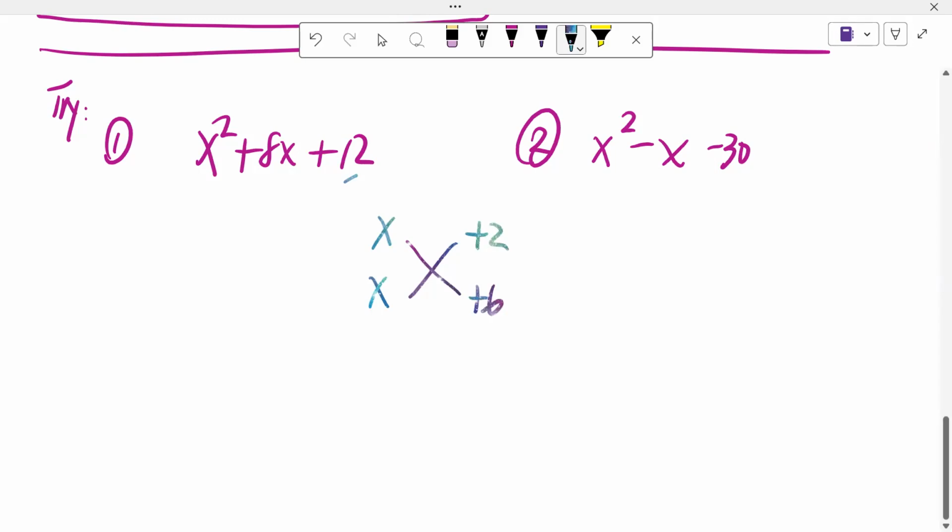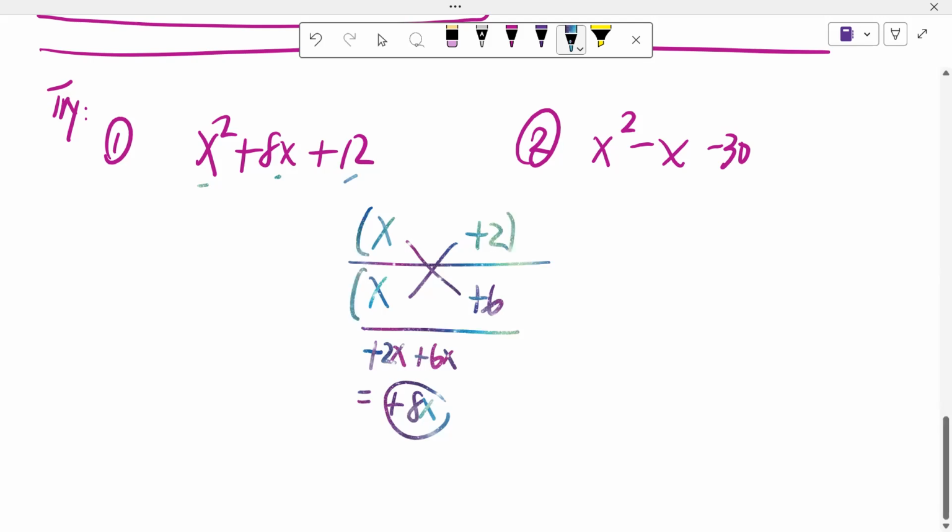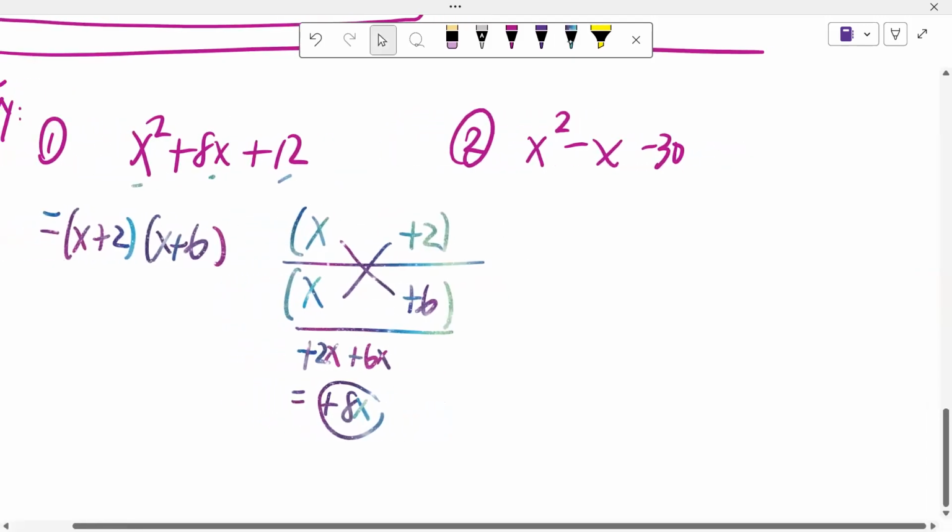And then we can cross multiply to double check, right? So plus 2 times x is plus 2x. Plus 6 times x is plus 6x. Combine them, we get 8x. That means we confirm the middle term, all three terms are confirmed. So put that in the parentheses. Right, so it will be x plus 2, x plus 6. And then for the second one, any question about this?